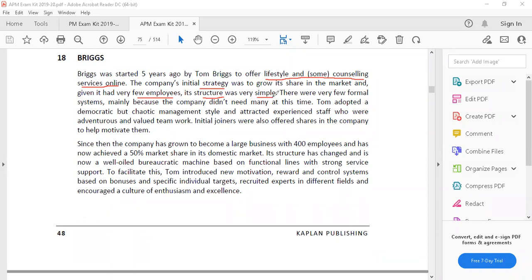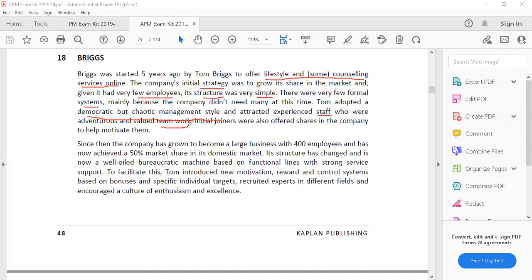There are very few formal systems, mainly because the company didn't need many at this time. Tom adopted a democratic but chaotic management style. So we also have the style, and attracted experienced staff. The staff who were appointed were experienced staff who were adventurous and valued teamwork. So teamwork talks about their shared values. Initial joiners were also offered shares in the company to help motivate them.